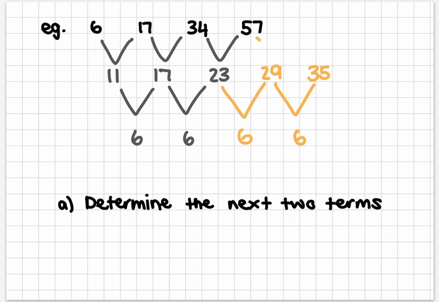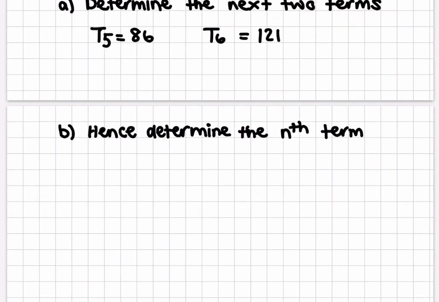Then, 57 plus 29 is 86. And 86 plus 35 is 121. So there, we've determined the next two terms. So term 5 is equal to 86 and term 6 is equal to 121. The next question asks us to determine the nth term.